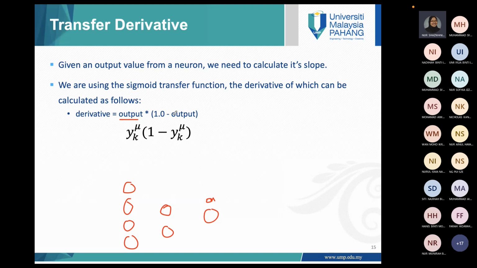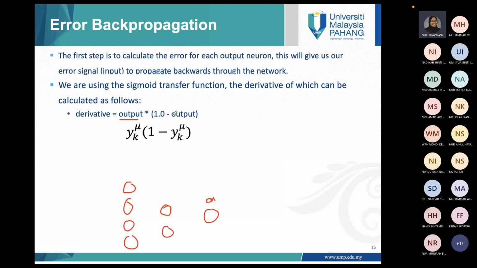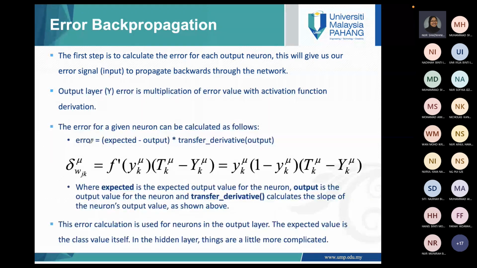After that, the second part of backpropagation is error backpropagation. For error backpropagation, the first step is to calculate the error for each output neuron. This will give us our error signal to propagate backwards through the network. The output layer error is the multiplication of the error value with the activation function derivative. So you have the formula here to calculate the error.